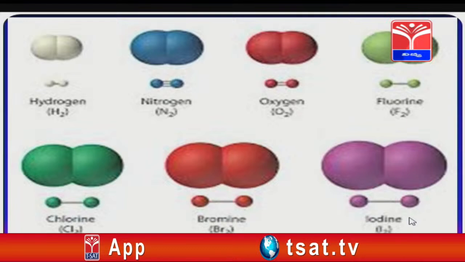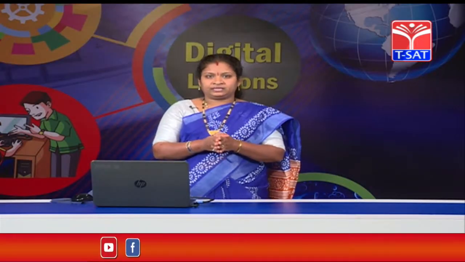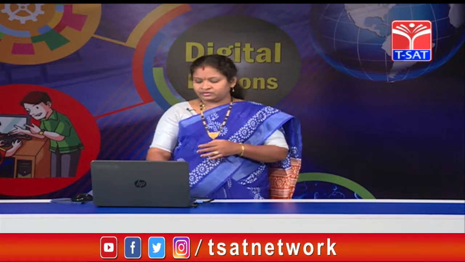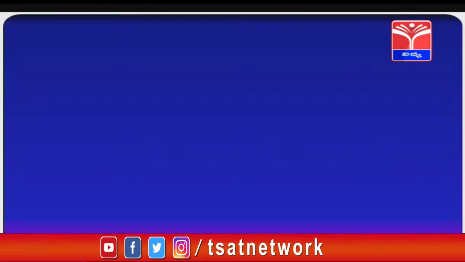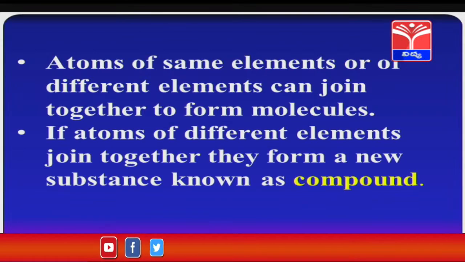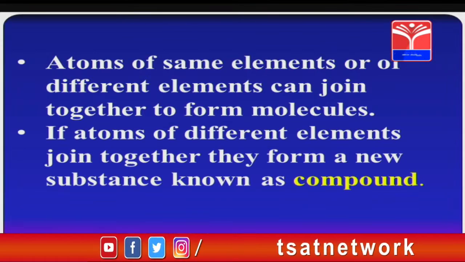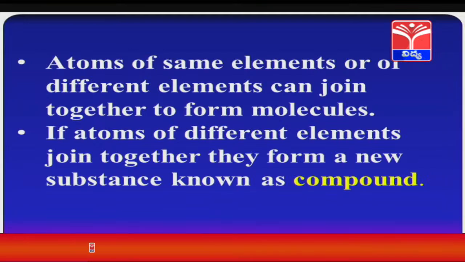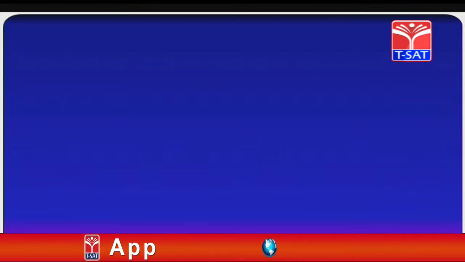In the earlier example we have seen inert gases, they do not combine with any other atom and so they exist in the form of monoatomic gases because they are inert gases. We will be studying about it in the next class. Atoms of the same element or of different elements combine together to form molecules, and if atoms of different elements combine together, they form a new substance and that is known as a compound.